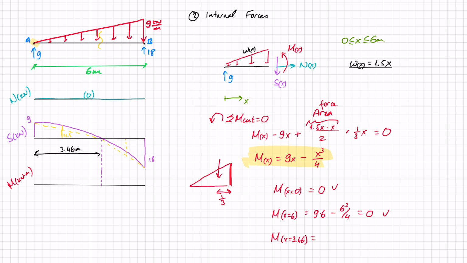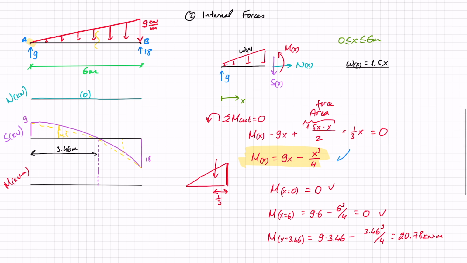And now let's put in that point of max or minimum. So 9 times 3.46 minus 3.46 cubed divided by 4, and I get 20.78 kilonewton meter. And now I want to draw that on. I also want to note that this is also a parabola, but cubed, right? It's a function of x to the power of 3.